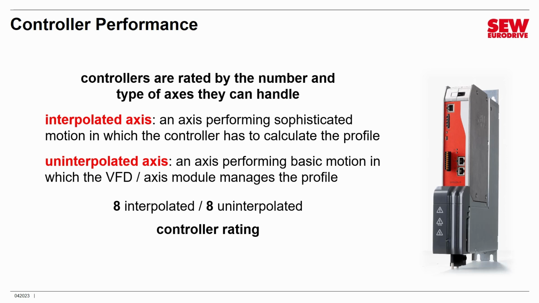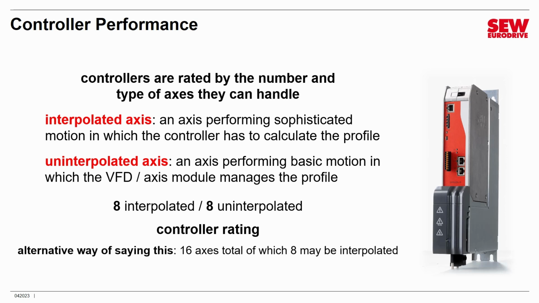Now you may be asking the question, okay, what if there are no interpolated axes? Does that mean I can only do 8 uninterpolated? I'm going to give you an alternative definition that I think is better and makes this clearer. This controller can run 16 axes total, of which 8 may be interpolated. Now, if you have no interpolated axes, then all 16 can be uninterpolated. So that's how I'm going to be showing ratings now. I'm going to give you the grand total of axes, and I'll tell you how many can be interpolated. So let's look at the controller models.